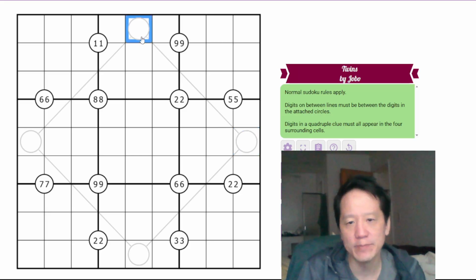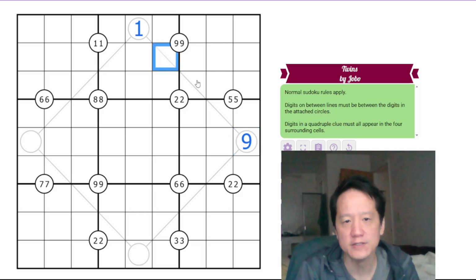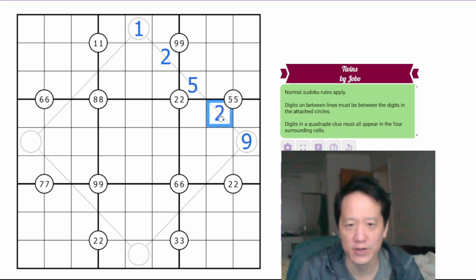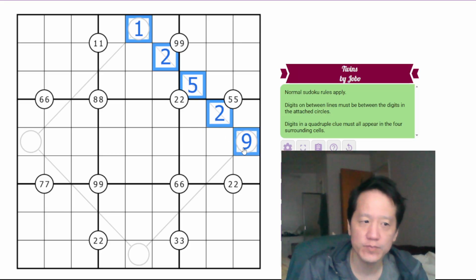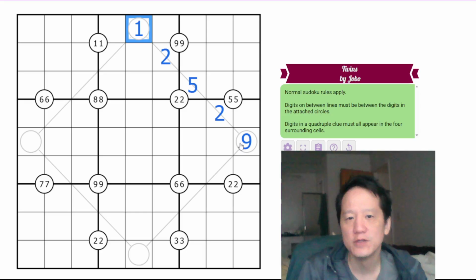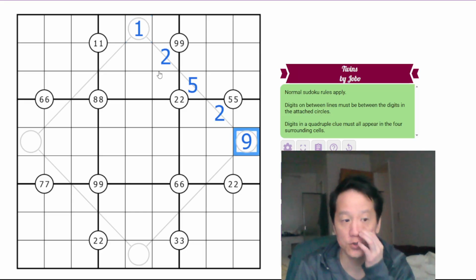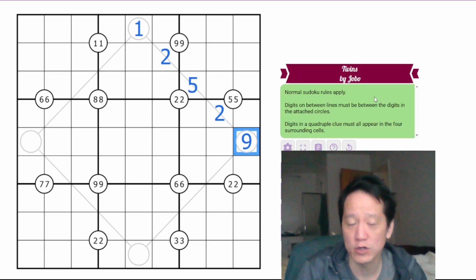As an example, you could have something like 1 and 9 here, and these digits could be something like 2, 5, or 2, or whatever, something along those lines. Because 2, 5, and 2 are between 1 and 9, this works as a between line, right? So again, the three digits on the between line must be between the two digits that are in the circles surrounding the line. And that's how between lines work.